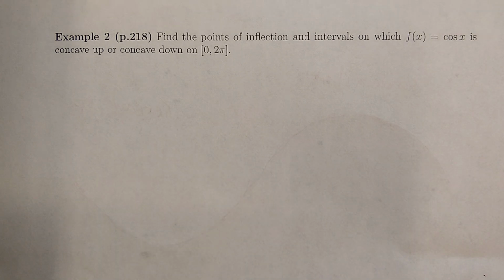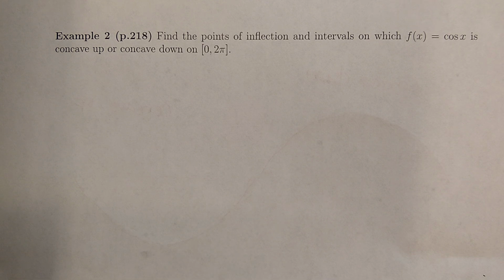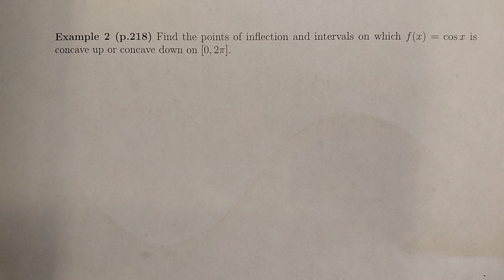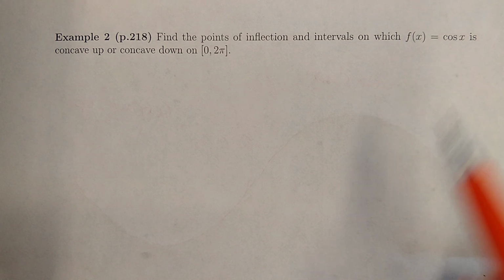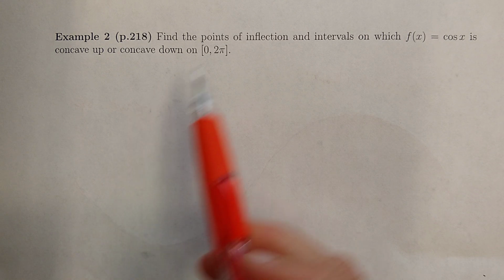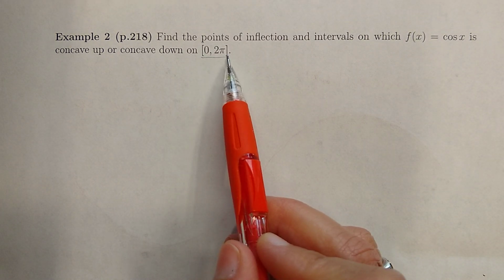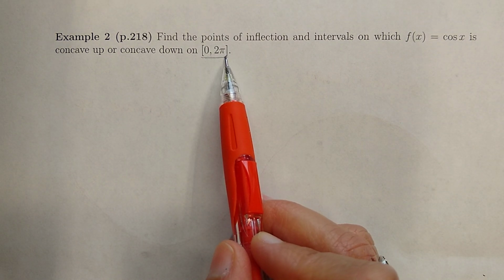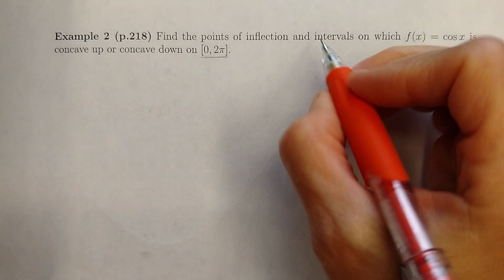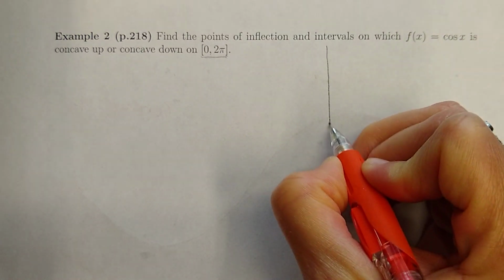This is basically example 2 on page 218. I've modified the directions a little bit so that we could practice more skills. I want us to find the points of inflection and the intervals on which the function f of x equals cosine x is concave up or concave down, not across the whole real line, just on this interval from 0 to 2 pi.